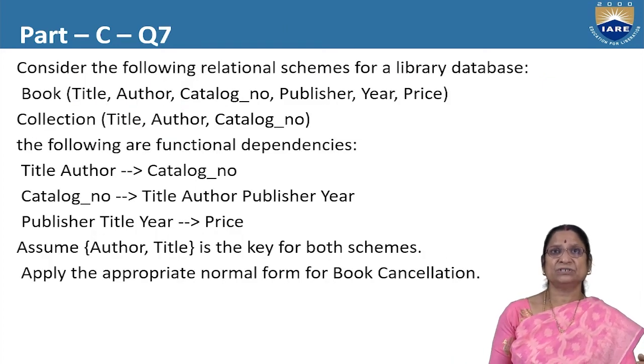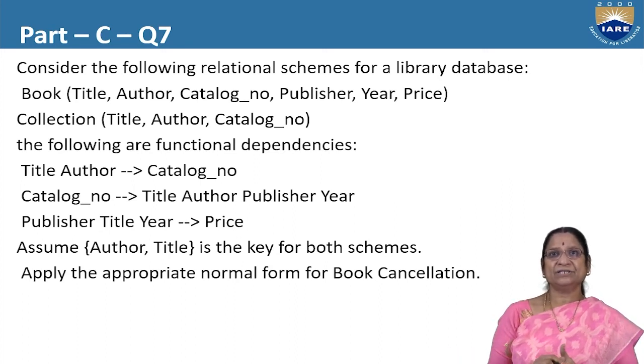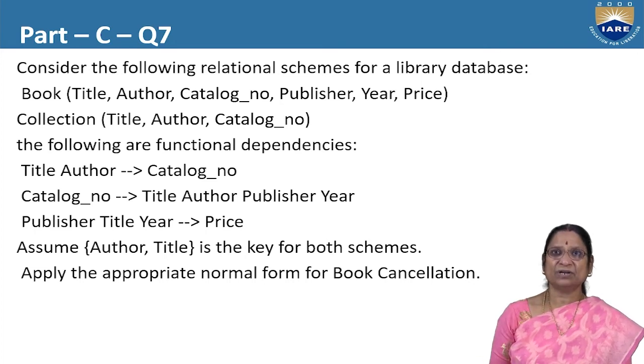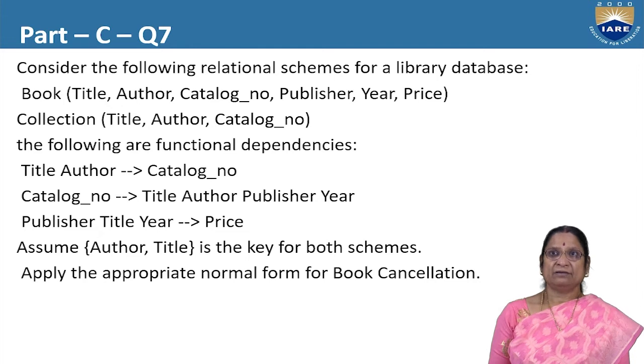Coming to the next question, question number 7. Consider the following relational schema of a library. We are having book and collection, two relations. The collection consists of title, author, catalog number, and the book consists of title, author, catalog number, published year, price, etc.